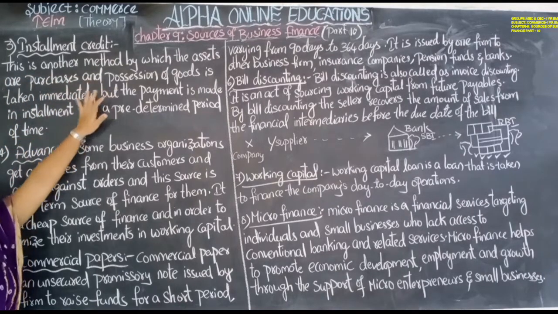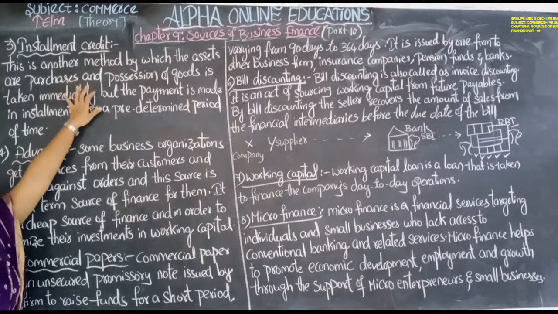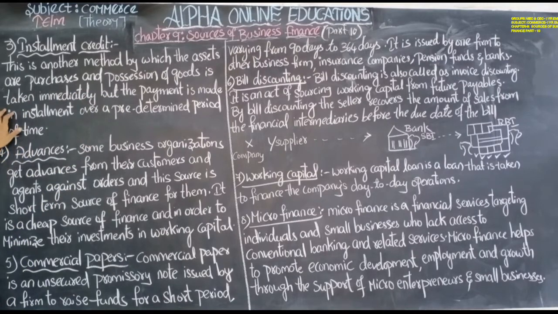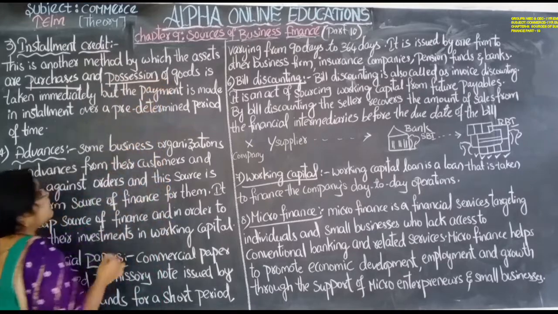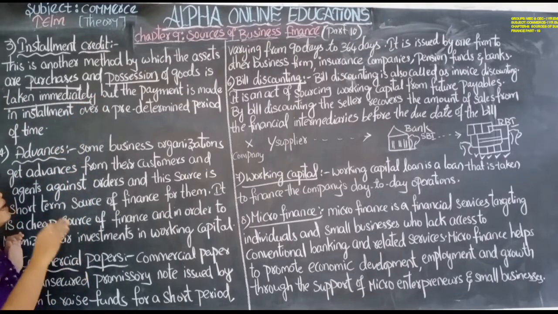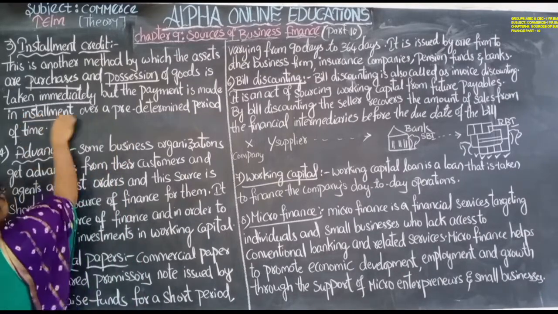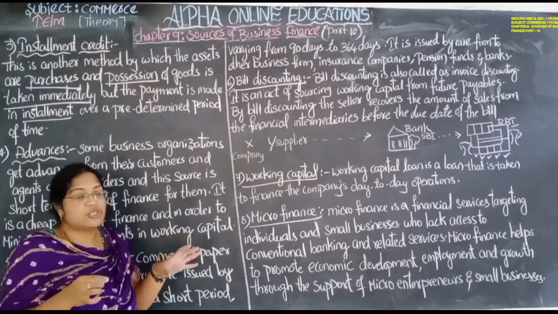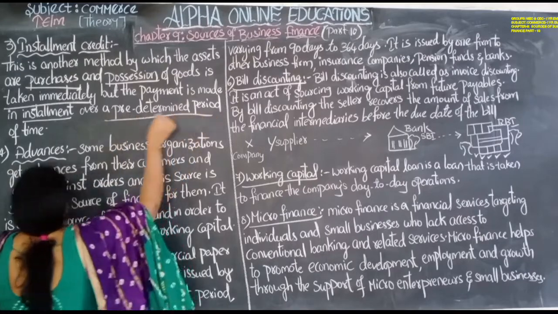This is another method by which assets are purchased and possession of the good is taken immediately, but the payment is made in installments over a predetermined period of time. So what it's saying is that this is another method by which assets are purchased. After that the possession, meaning the right on the asset or the good, is taken immediately, but the total payment is not made immediately. The total payment is made in monthly installments over a predetermined period of time.